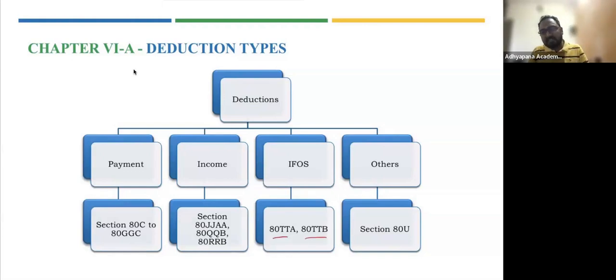Now, what are the other sections that we are talking about? The other one which is left out is 80U. We'll be discussing that. So these are the four broad categories: payment basis, income basis, income from other sources, and then anything else which is not covered. So these are the deduction types that we're going to talk about. We'll of course start with section 80C.